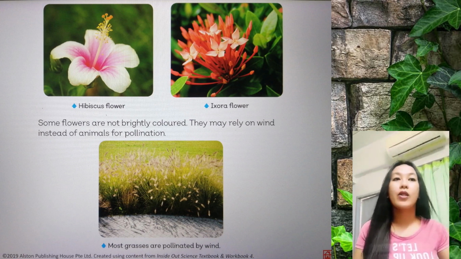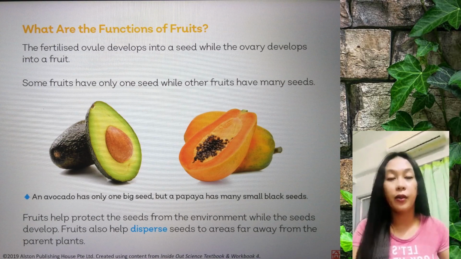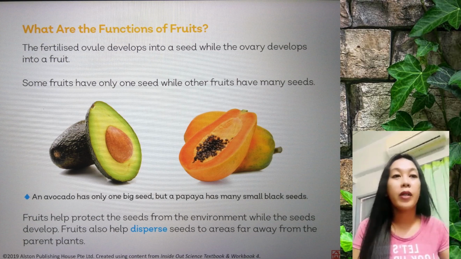Next, let's go to the function of the fruits. The fertilized ovule develops into a seed while the ovary develops into a fruit. So what forms into a fruit is actually an ovary. Some fruits have only one seed, while other fruits may have many seeds. For example, we have the avocado, which only has one seed, and the papaya, which has a lot of seeds.